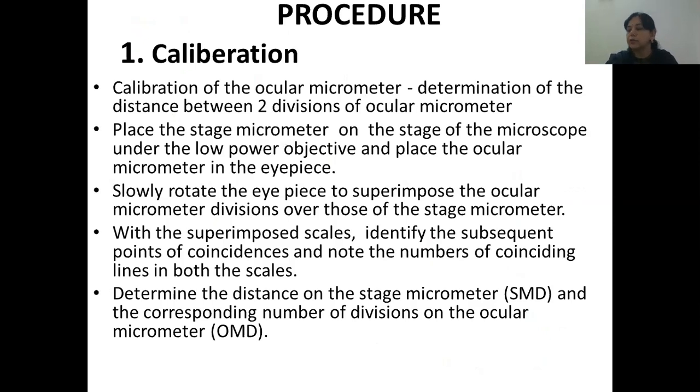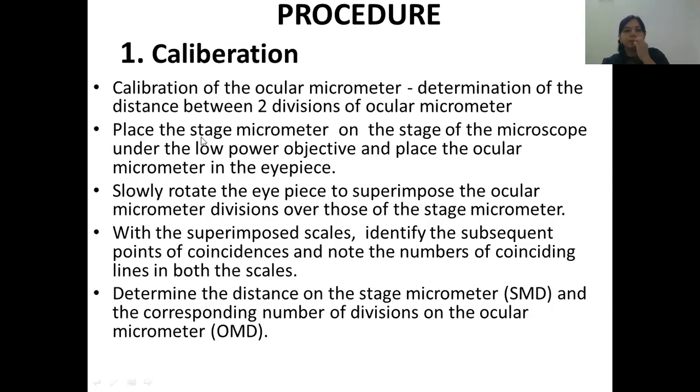First we have to calibrate, that is, calibration of the ocular micrometer, meaning determination of the distance between two divisions of the ocular micrometer. That is what we have to first find out. For this, we require the stage micrometer. The stage micrometer, as we have seen, is a known measurement. It's a 1 millimeter scale divided into 100 equal divisions, and one division measures 10 microns.